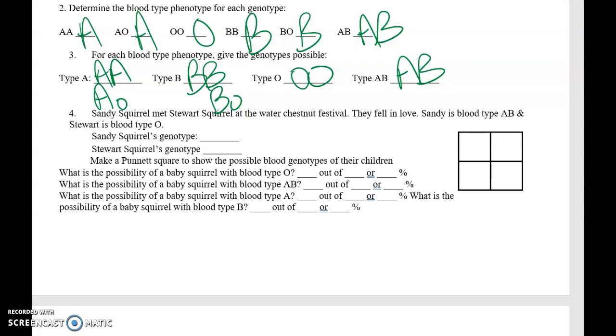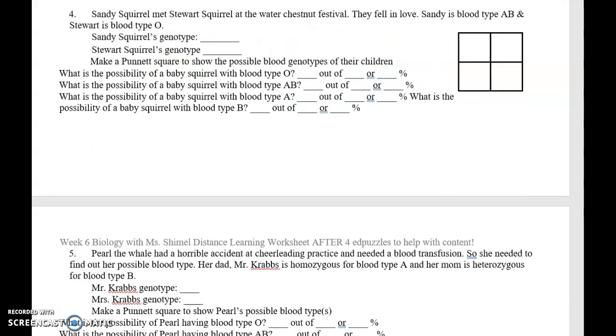AB is codominant, AB. Sandy Squirrel met Stuart Squirrel. She is AB, so let's put her genotype up top. And let's put Stuart's over on the side, OO. They end up with AO, AO, BO, BO. So, what are the possibilities of a squirrel with type O blood? 0 out of 4, or 0%. There's also 0 out of 4, or 0% chance for AB blood.